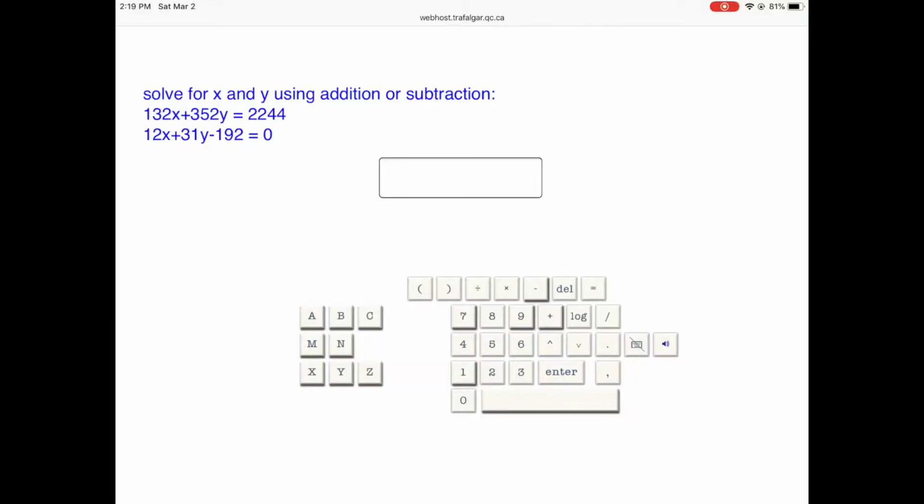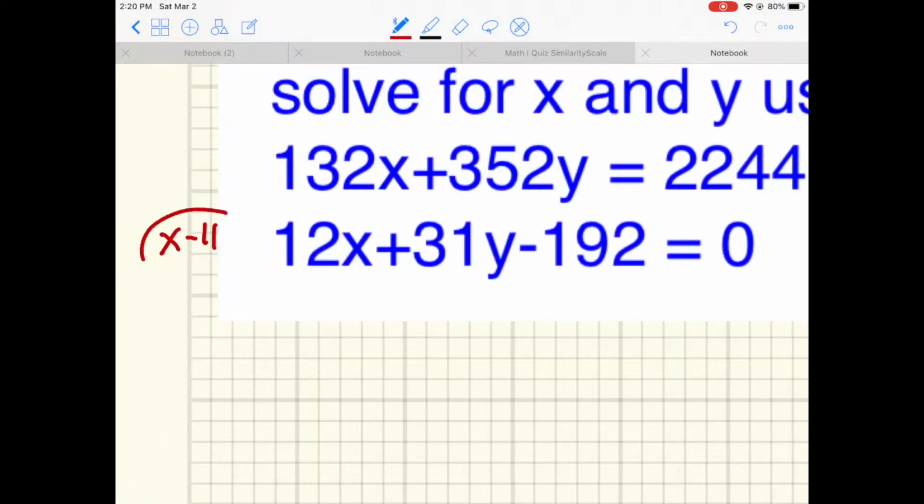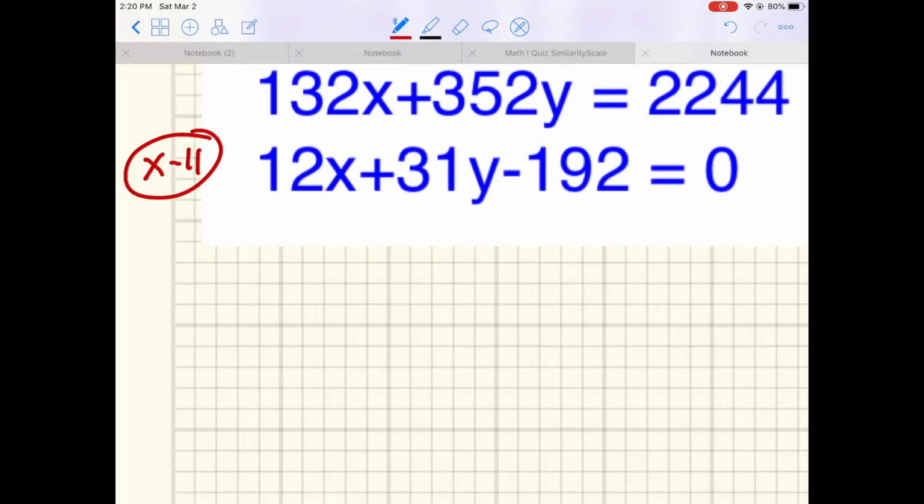Solve for x and y using addition or subtraction. I know that 12 goes into 132 11 times, so if I multiply the second equation by negative 11, I'm going to have the opposite coefficients for the first equation and the second equation. Times negative 11, and that's going to give me negative 132x minus 341y plus 192 times 11.